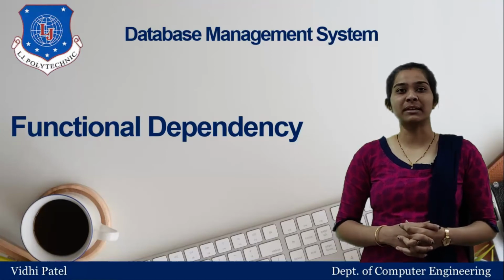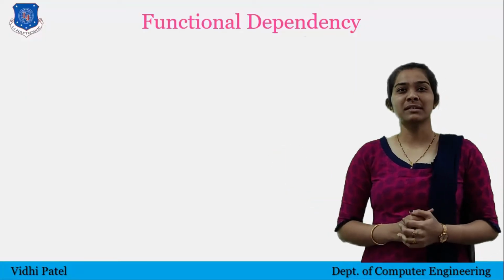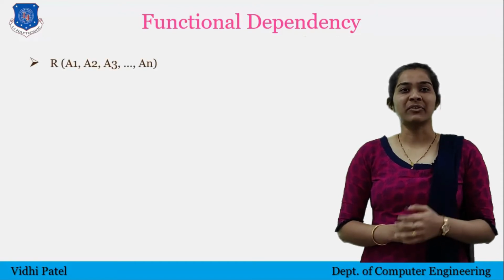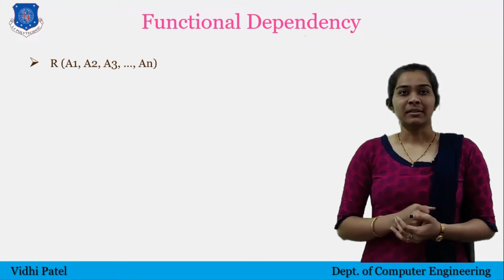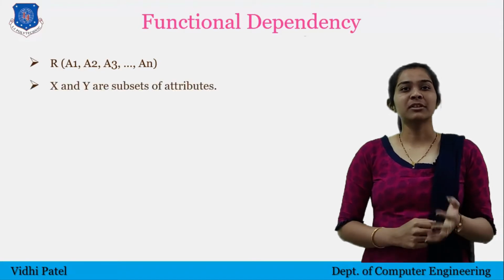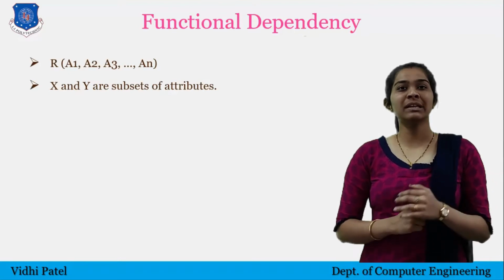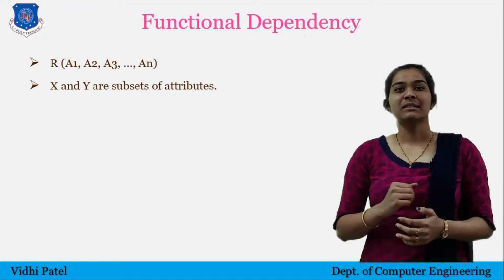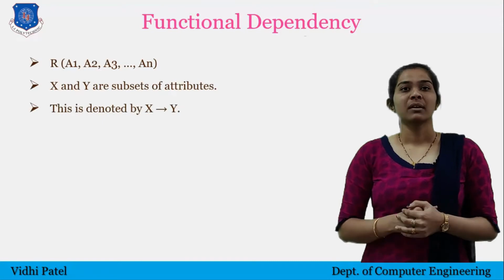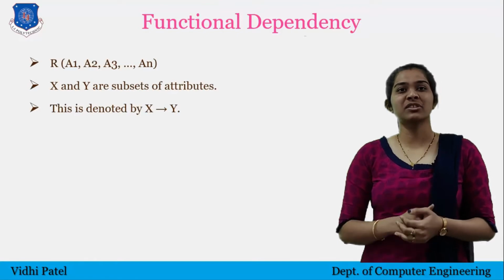We will see functional dependency in this tutorial. Functional dependency is the method to describe a relation between attributes. Let R be a relation schema having n attributes A1, A2, A3 up to An. Let attributes x and y be two subsets of attributes of relation R. If the value of the x component of a tuple uniquely determines the value of the y component, then there is a functional dependency from x to y. This is denoted by x → y. It is referred to as y is functionally dependent on x, or x functionally determines y.